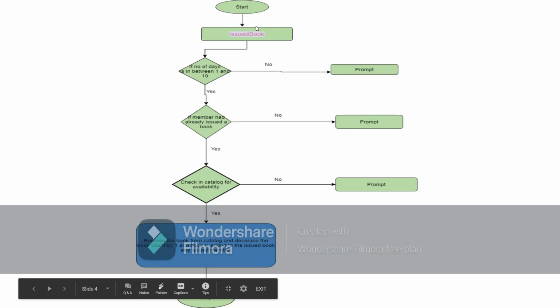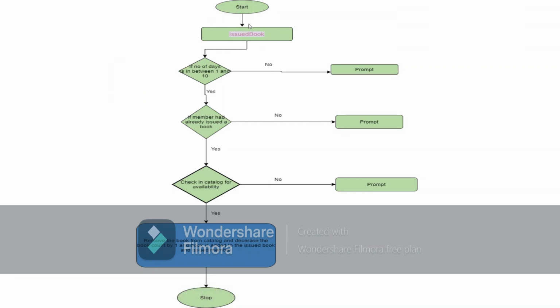So basically in the flowchart, what will happen is, if a member goes to the library and asks for a book, that is issue book, and then they will check for how many days the person wants the book. If the number of days is between 1 and 10, then it will move forward, and it will check if the member has already issued a book or not. If the member has already issued a book, then he cannot be given another book.